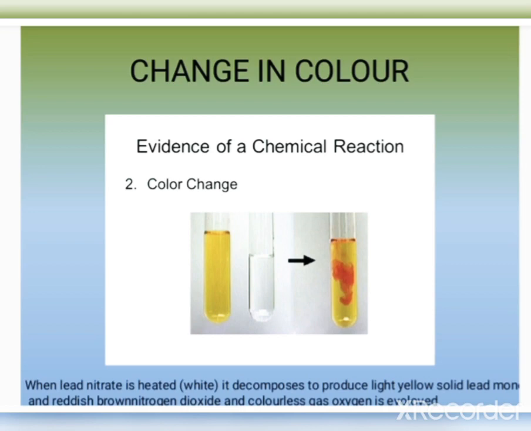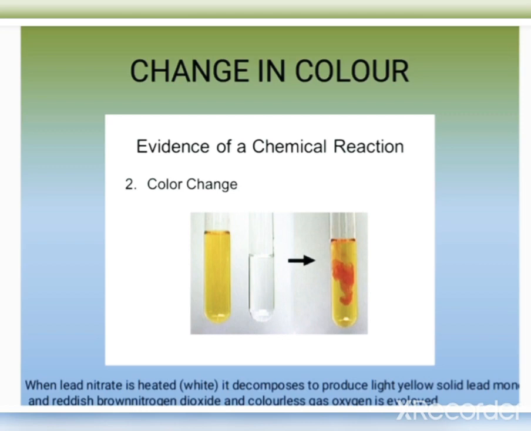Okay. Now in your book there are various examples given. One I have already told you, that is potassium permanganate, and the other is lead nitrate, Pb(NO3)2. If you go through your book you can find those reactions. When lead nitrate is heated, it is white in color. It decomposes and produces a light yellow solid substance, that is lead monoxide.